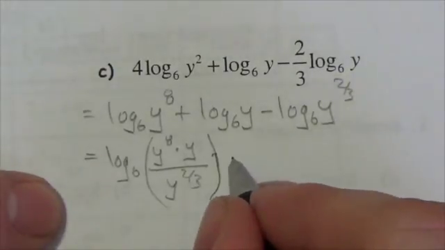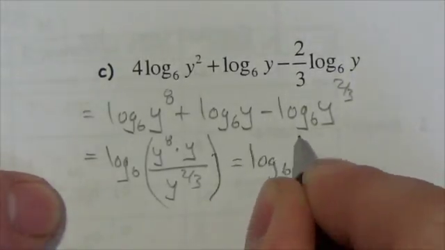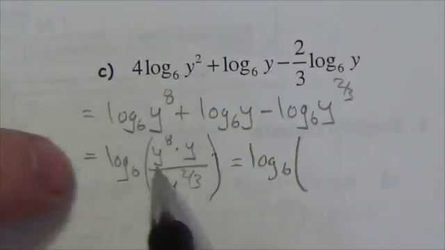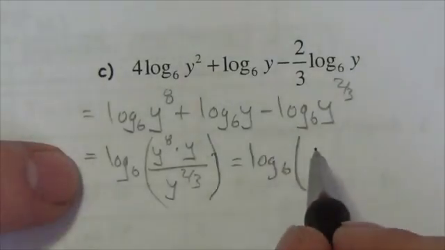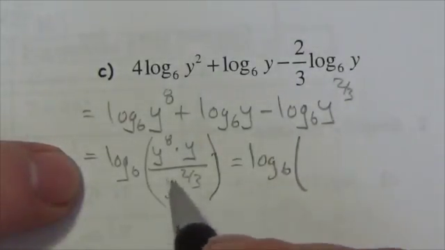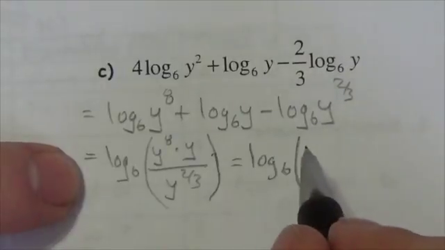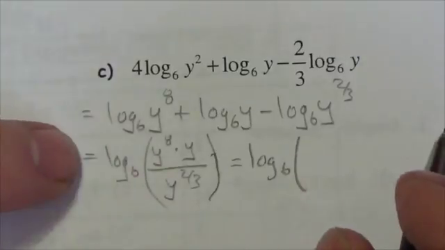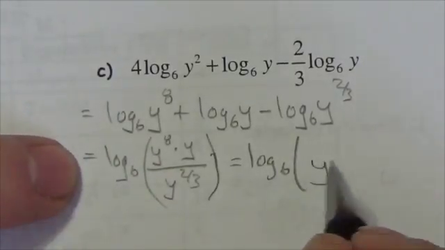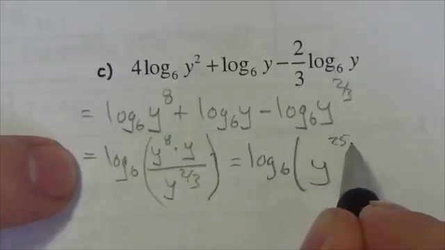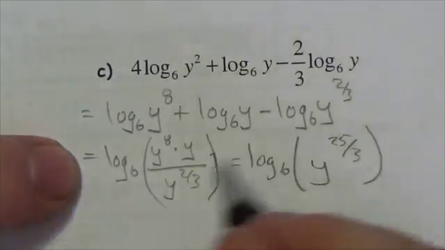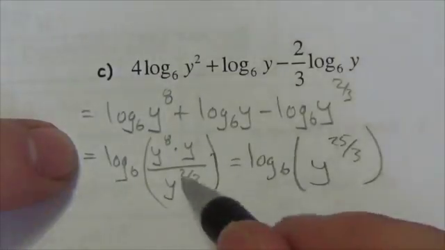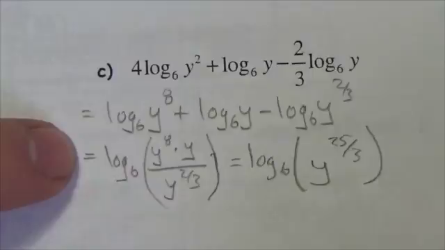Now I can simplify. So this becomes the log base 6 of y to the 8th times y to the 1, which is going to be y to the 9th. And then I'm going to divide that by y to the 2/3. So y to the 9th divided by y to the 2/3. So it's going to be 9 minus 2/3. So this will be y to the 25/3. The common denominator will be 3. 9 is going to be 27/3. So 27/3 minus 2/3 is 25/3. And that's the value that we're looking for.